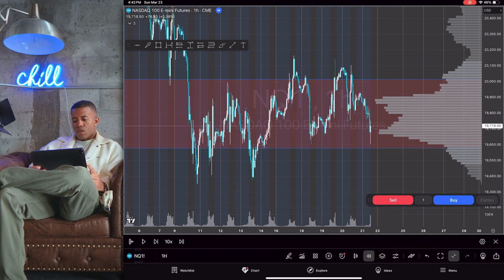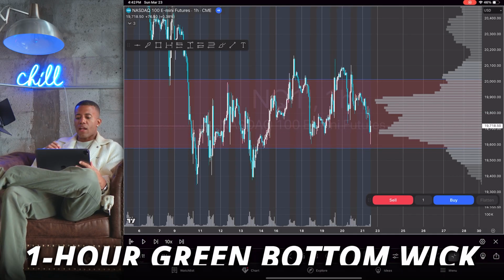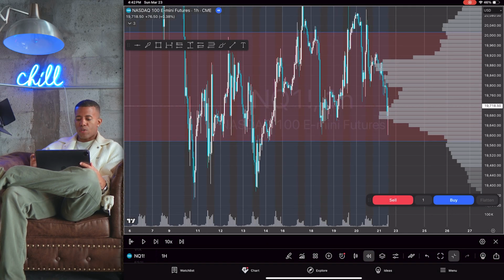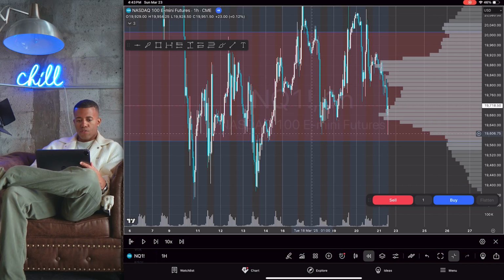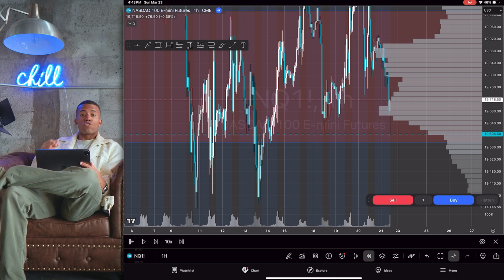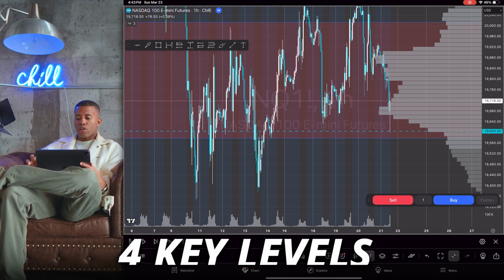I'll do another bar. And that gave us a 1 hour green bottom wick, or an up bottom wick, with a sweep of the prior day's lows. This is exactly what we're looking for. So let me get the ray tool. Okay, let's mark out this low. So in the VPE, our executions rely on 4 key levels.